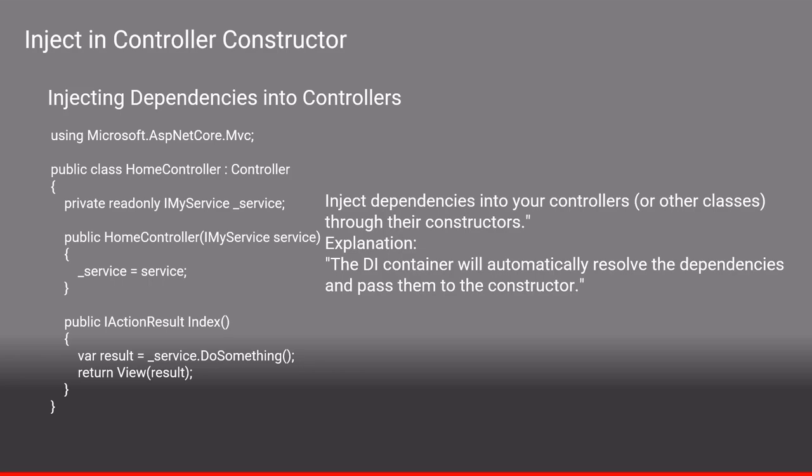In this example, we are injecting IMyService into the HomeController. The DI container will create an instance of MyService since we registered it as the implementation of IMyService and pass it to the constructor. You can then use the injected service in your controller actions. This approach makes it easy to test the controller by substituting a mock implementation of the service.